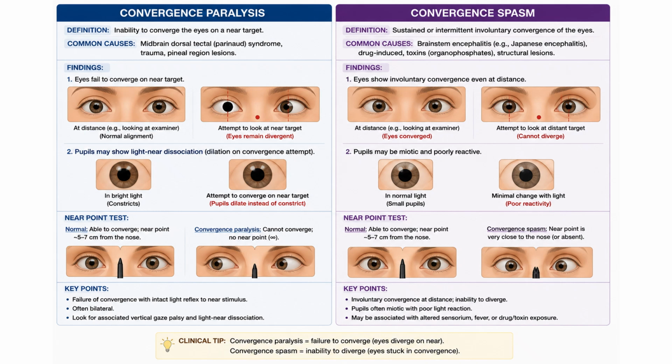Convergence spasm, the key points are involuntary convergence at a distance, inability to diverge, pupils often miotic with poor light reaction, and it may be associated with altered sensorium, fever, drug or toxin exposure. So the clinical tip: convergence paralysis is failure to converge, that is, eyes diverge upon near reflex. Convergence spasm is inability to diverge, that is, eyes stuck in convergence.